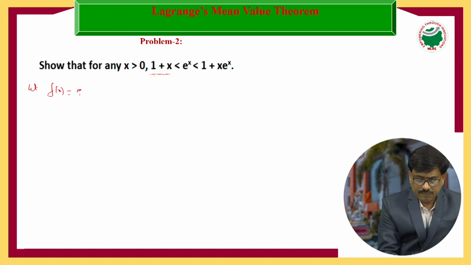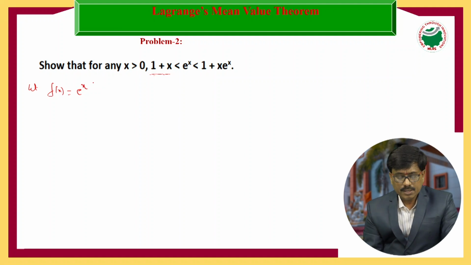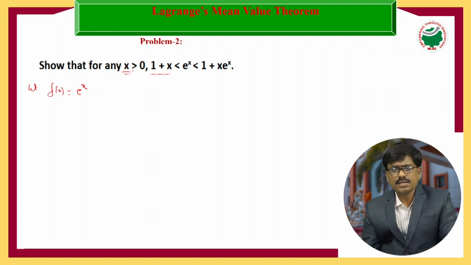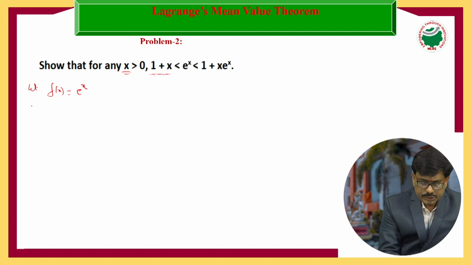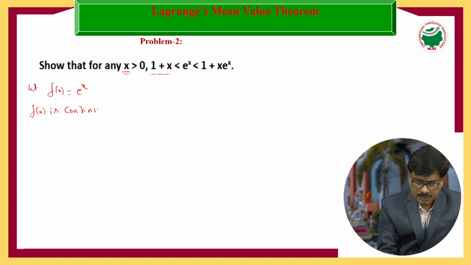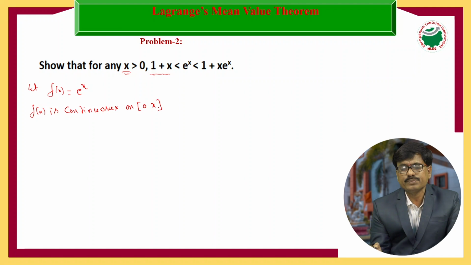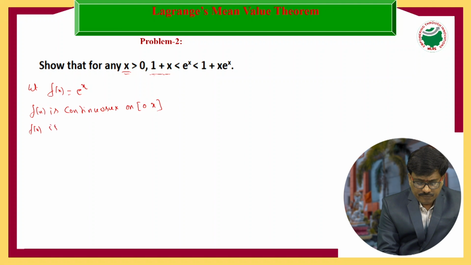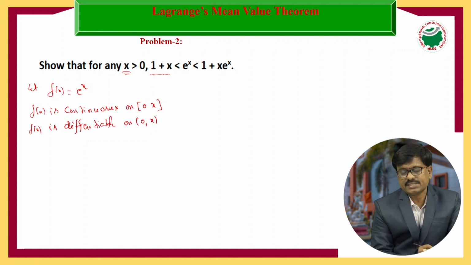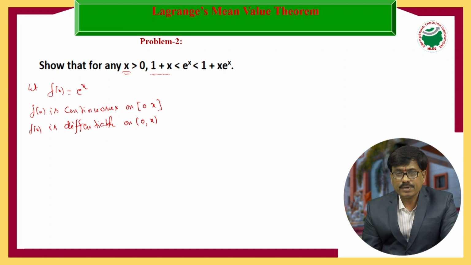Let us assume the function f of x equal to e power x. Here the condition is already given that x is always greater than 0. We need to take the positive side of the values. Let us assume f of x is continuous on the closed interval 0 comma x. I am assuming the boundary value and going to fix x. f of x is differentiable on the open interval 0 comma x.